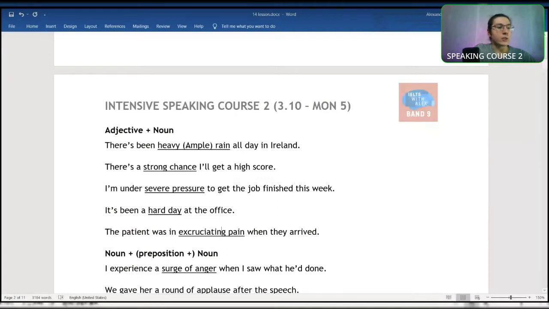Another thing about collocations is that when you practice collocations specifically, rather than just practicing an adjective or a noun or a verb by itself, learning the word, whenever you're speaking, you don't really have to think about it.